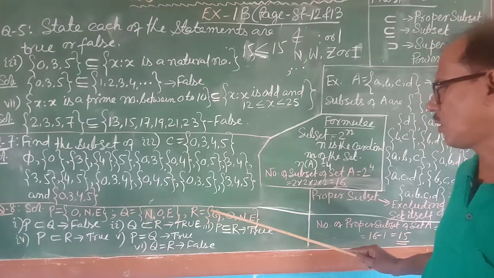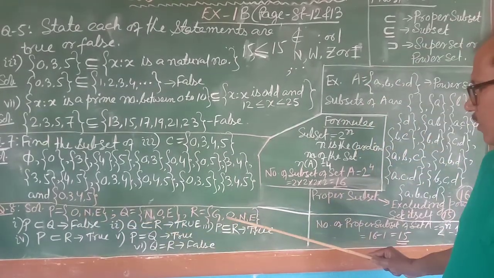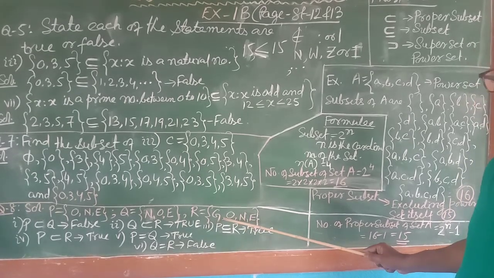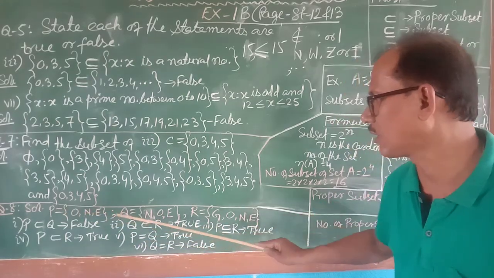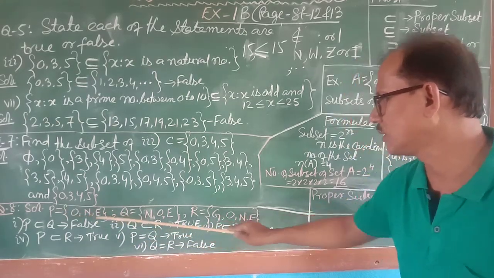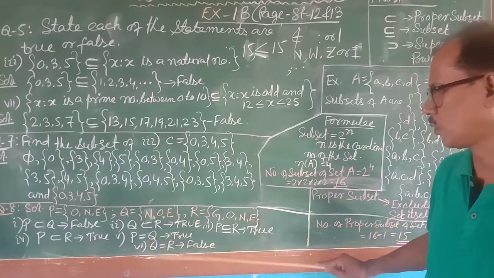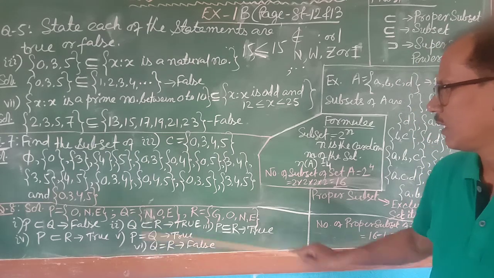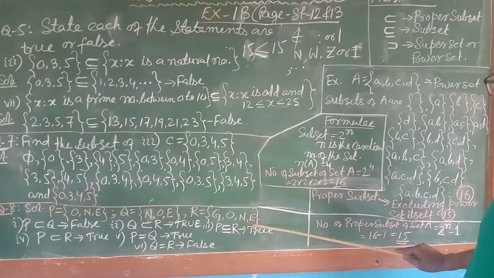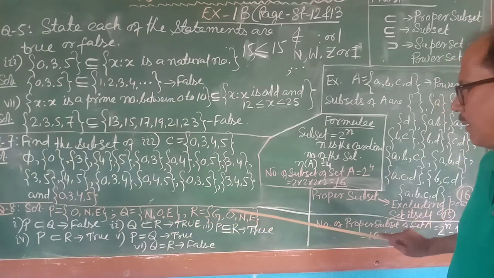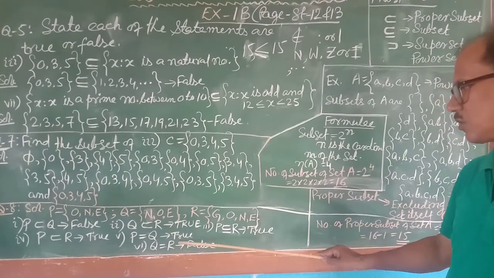P is a proper subset of R. True, because O, N, E is there here, and O, N, E is there here also. Of course G is included, but it is the junior set, so it is true. P is equal to Q. I said to you earlier also, the cardinal numbers of this set and this set are the same, and the nature is also the same, so they are equal. True. Now Q is equal to R. The cardinal number of Q is 3, with N, O, E, but here the cardinal number is 4. Three elements are matching, but the cardinal number also has to match, and that is why it is not true. It will be false.